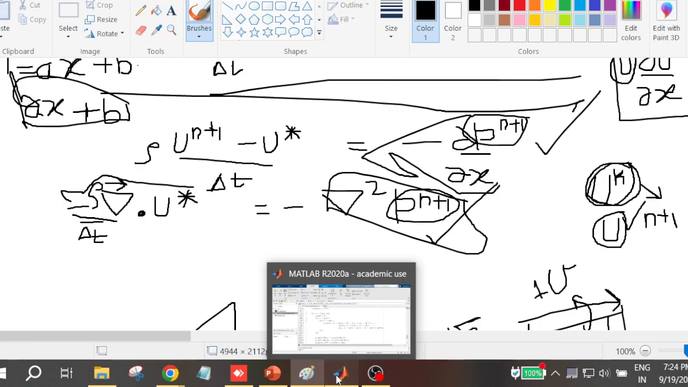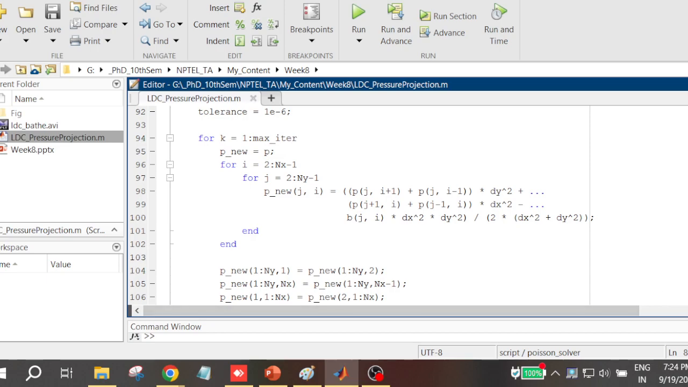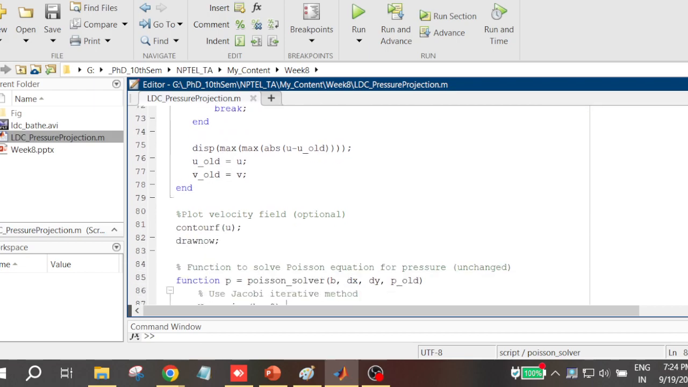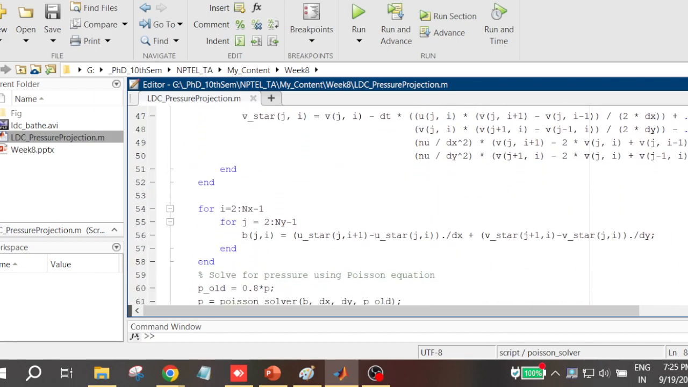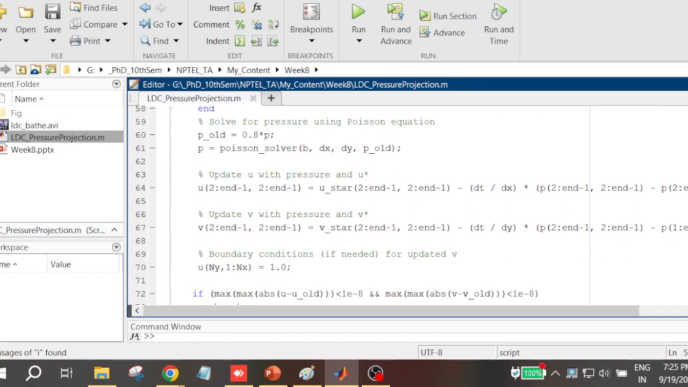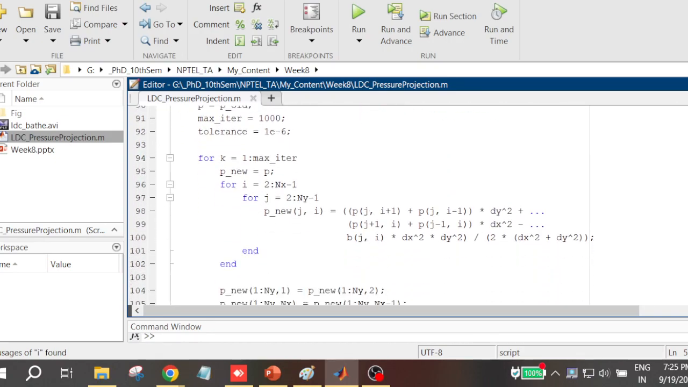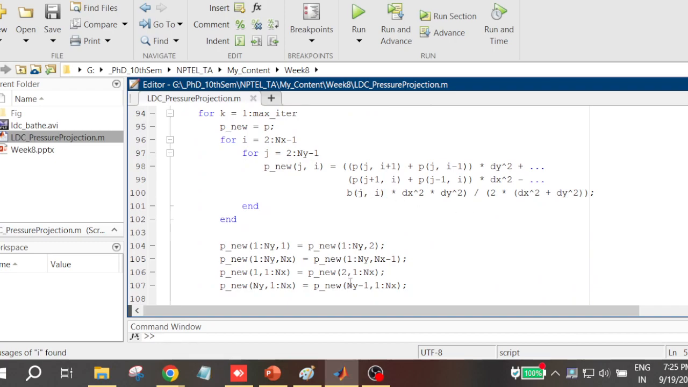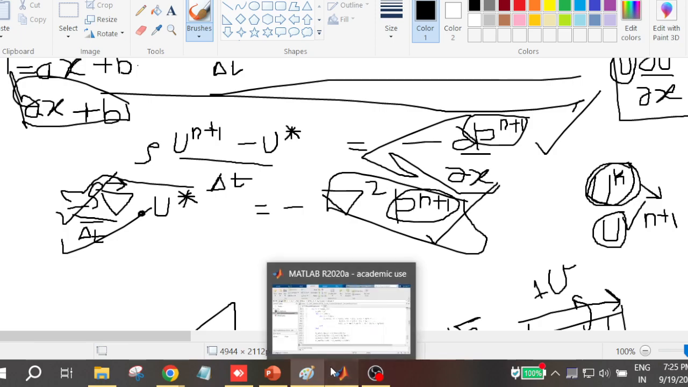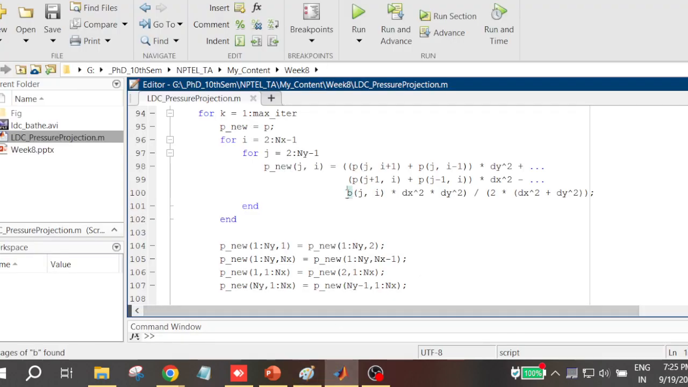You have to take this into account, because when I calculated b, I just calculated the divergence of u star, I have not done anything else. But the b term is not just that. It also includes rho divided by delta t. Anyway, rho is 1, it doesn't matter, and delta t I had taken as 1. So ideally you should have it.